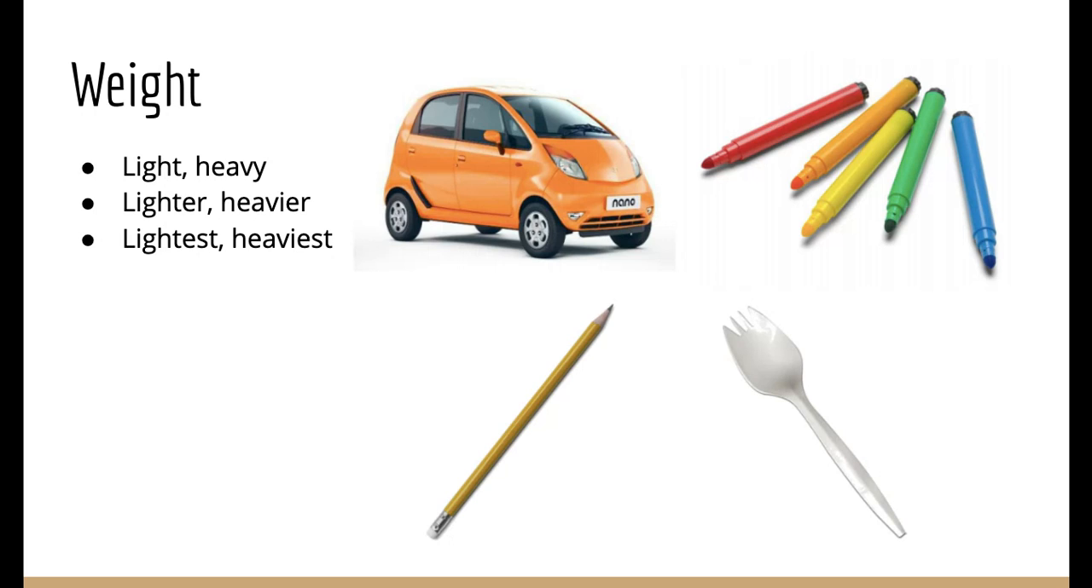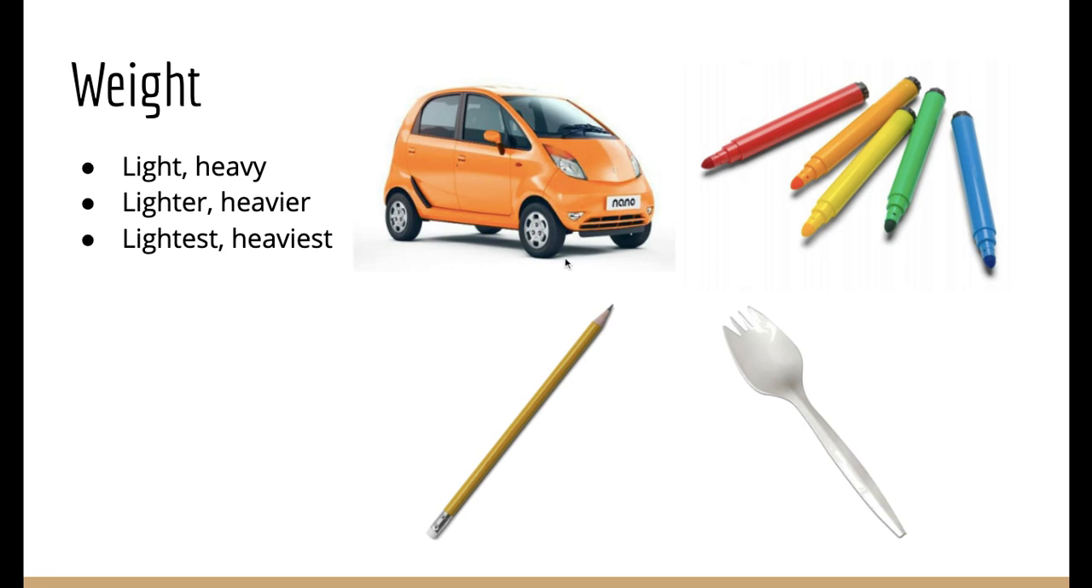And lastly, we learned about weight this year. When we talk about weight, we're thinking about how light or heavy something is. If we're comparing them, we could say one is lighter or heavier. And then if we're comparing multiple things, we say one is the lightest or the heaviest. So let's look at a few pictures here, some examples.